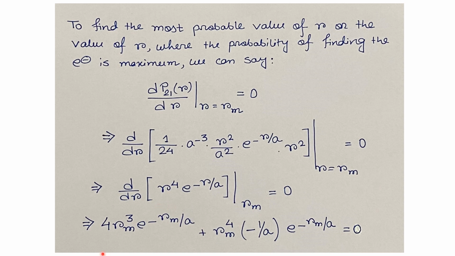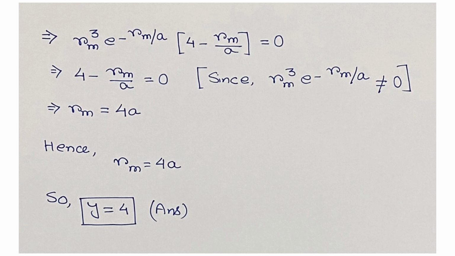So we'll just do the derivative here. We get 4 Rm cube times e to the power minus Rm by a, plus Rm to the power 4 times minus 1 by a times e to the power minus Rm by a, equals 0. So we have done the derivative of this function. Now we take Rm to the power 3 times e to the power minus Rm by a as common, and the remaining term will be 4 minus Rm by a.